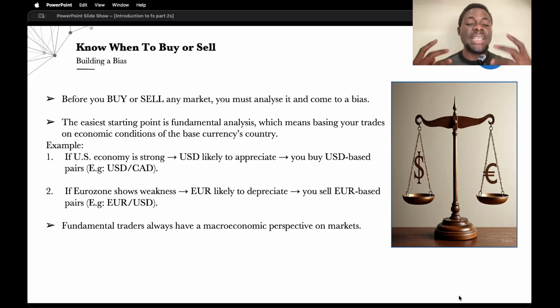So if people are fleeing Iran, if people are fleeing Israel, Russia, Ukraine, all these places where wars are happening, then their economy is going to drop. And then you, as a fundamental trader, if you see something like this, you can quickly make your analysis and then sell or buy the currency. Do you understand? So fundamental traders always have a macroeconomic perspective on the market.